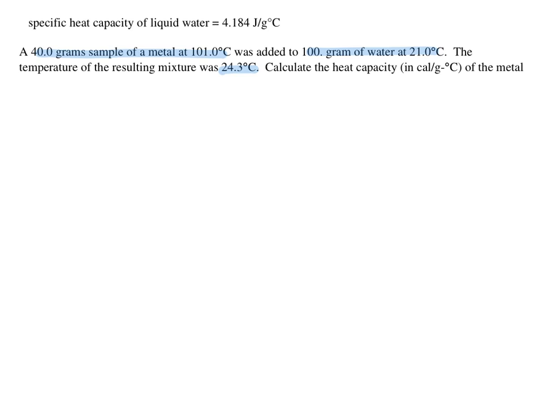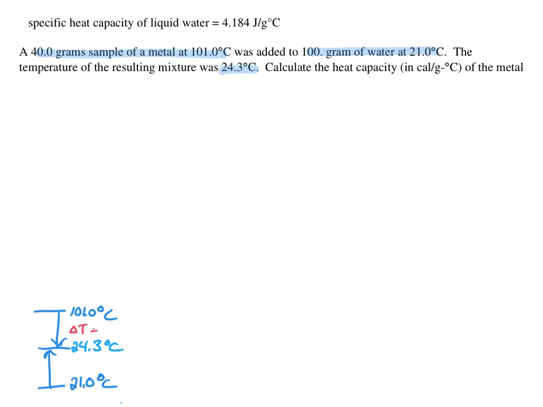Let's give ourselves a diagram to organize what's going on. We have a metal that starts at 101.0 degrees C, and we have a temperature bath of water that starts at 21.0 degrees C. And both of them are changing temperature. The water is heating up. The metal is losing heat, cooling down.